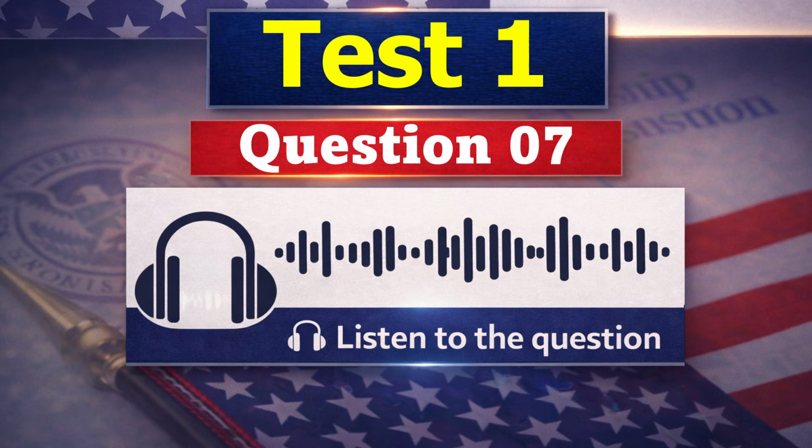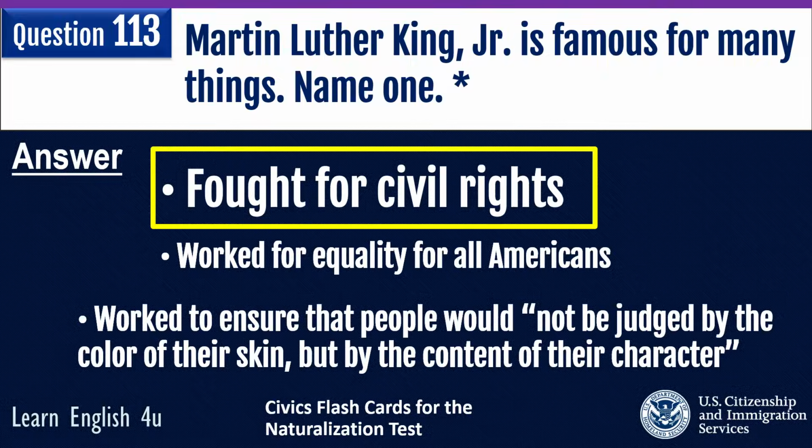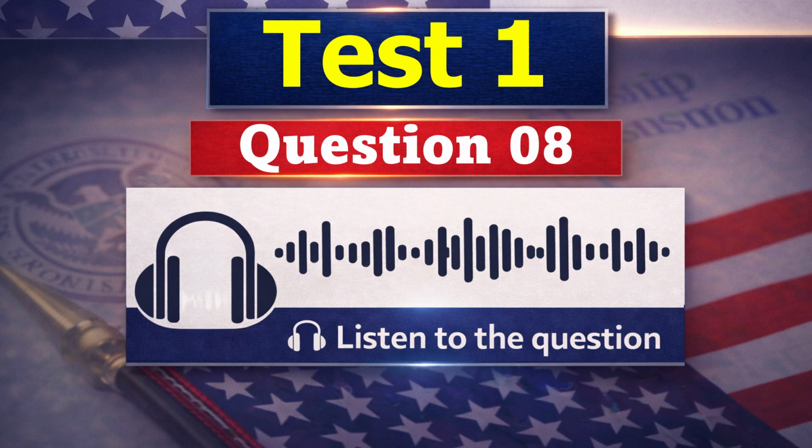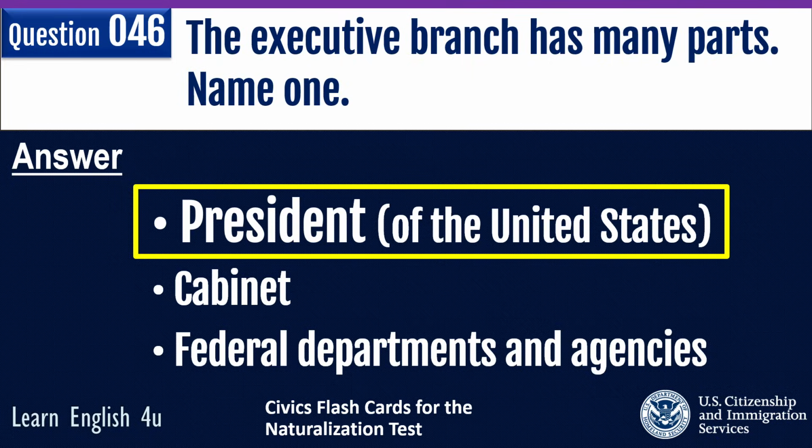Martin Luther King is famous for many things. Name one. Fought for civil rights. The executive branch has many parts. Name one. President.